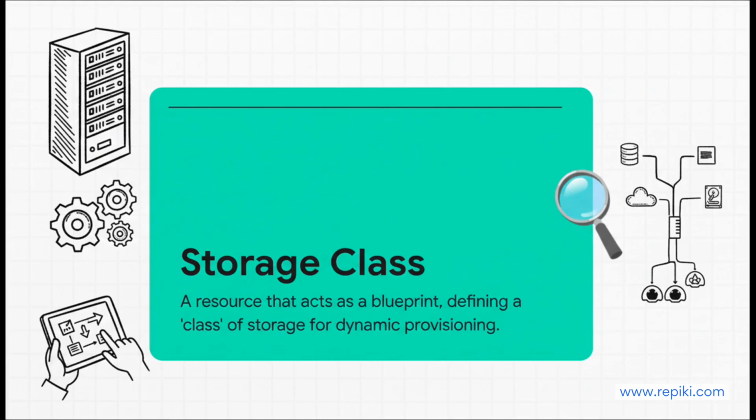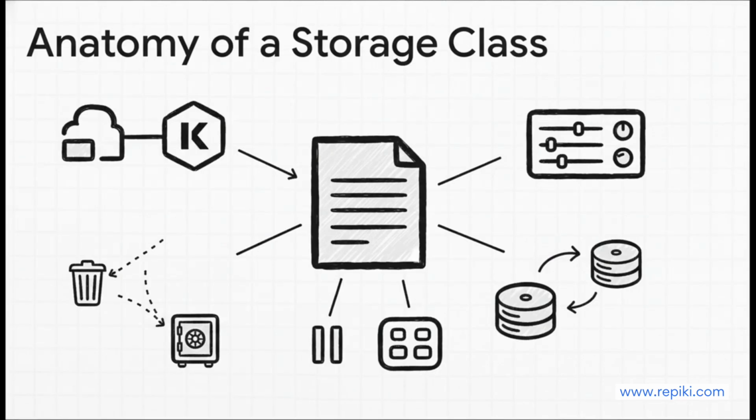The best way to think about it is like a menu of storage options. The admin sets up the menu, fast SSDs, cheap hard drives, encrypted volumes, you name it, and developers can just order what they need. And if you look at the parts of a storage class, you can see how it gives you so much control. The provisioner is just who's making the disk. Is it AWS, GCP, someone else? The parameters are the specific options, like disk type or encryption. Reclaim policy is super important. Do we delete the disk when we're done or keep it? And those last two, allow volume expansion and volume binding mode, they give us some really neat operational tricks, as we're about to see.